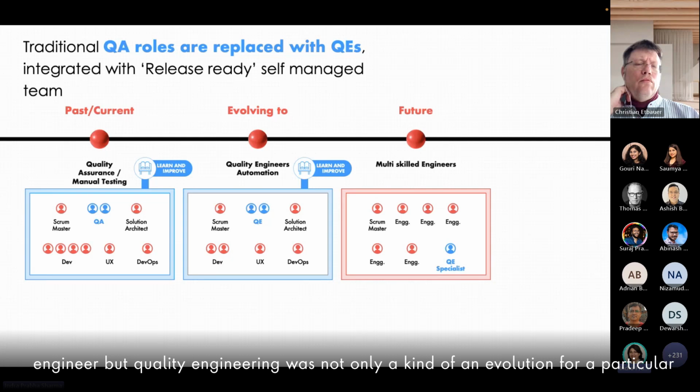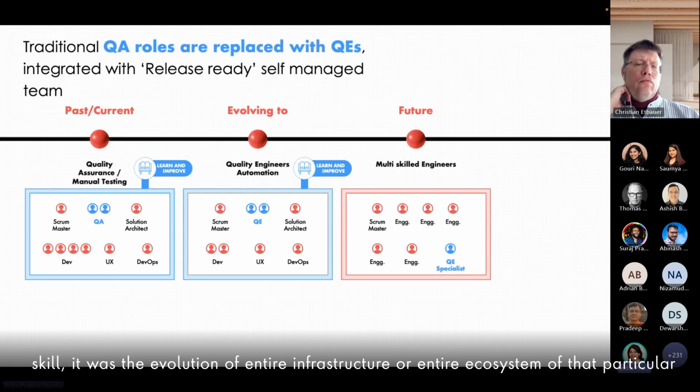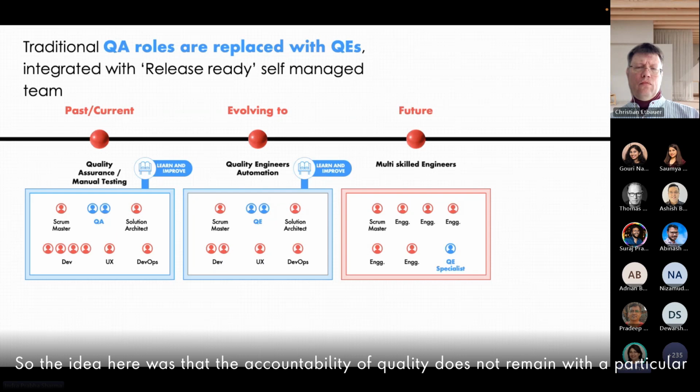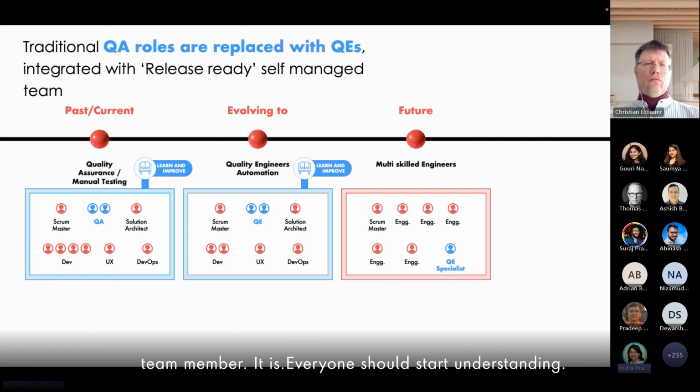But quality engineering was not only an evolution of a particular skill. It was the evolution of the entire infrastructure, the entire ecosystem of that team. For example, the accountability of quality. The idea here was that the accountability of quality does not remain with a particular team member. Everyone should start understanding it.